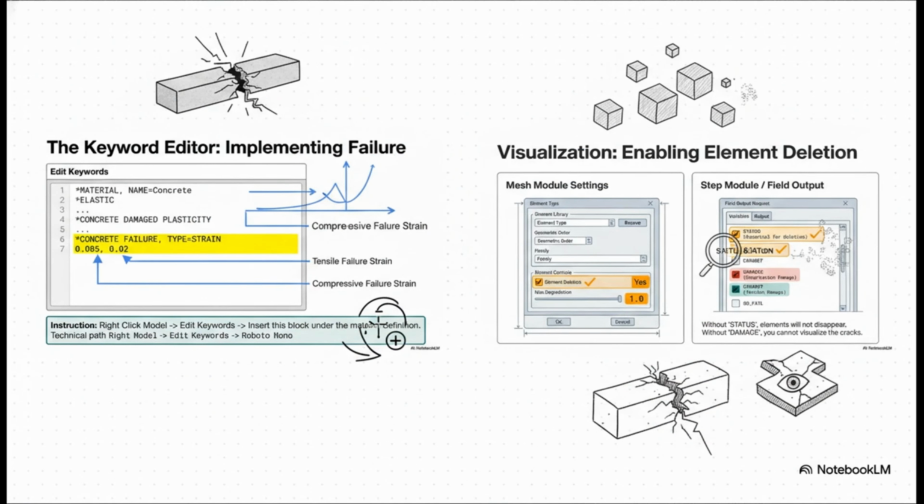So how do we do it? It's a two-part, kind of a hidden trick. First, you have to go into the keyword editor and manually add this concrete failure command. This tells ABAQUS when to consider an element officially failed. Second, you have to go into your mesh settings and check the box to allow element deletion, and you have to request status as an output. You got to do all three of those things or it just won't work.